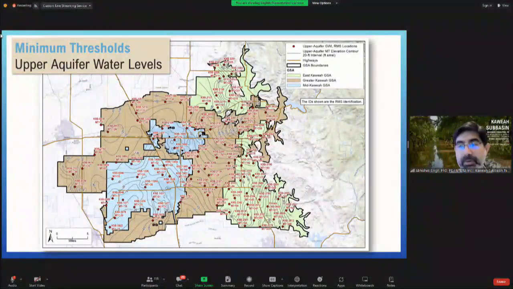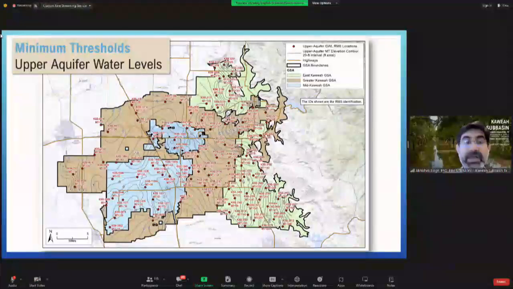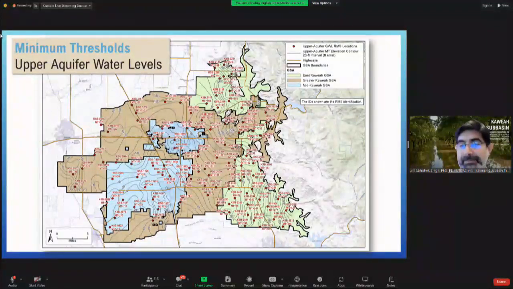Another important point to note is that our declaration of undesirable results, the slide that we have seen previously, would occur much before these basin-wide minimum thresholds are reached. So the 17 RMS wells or 30 domestic wells going dry would occur much before we were to realize these basin-wide minimum thresholds. So these are really for us to monitor against and prevent in the future. Next slide.